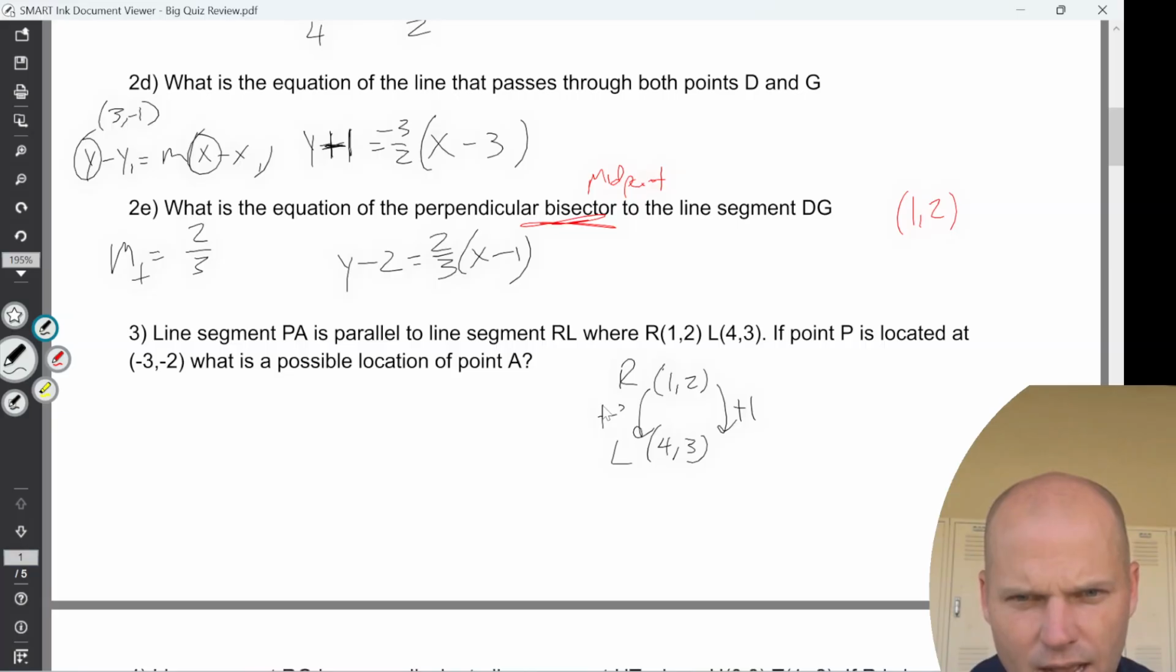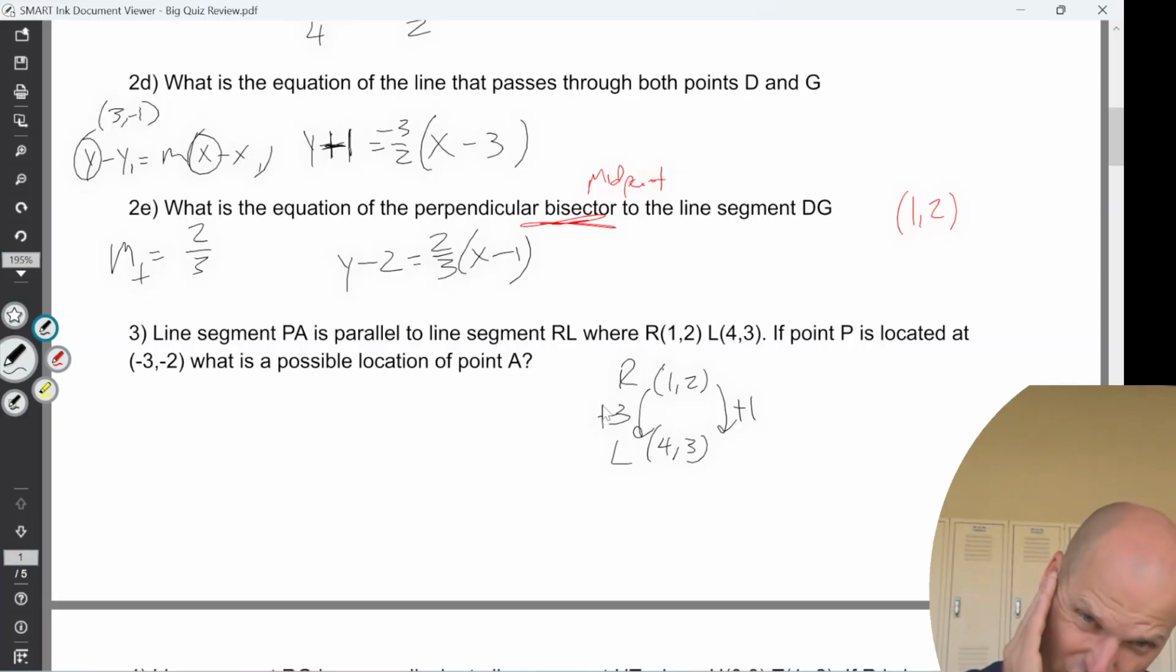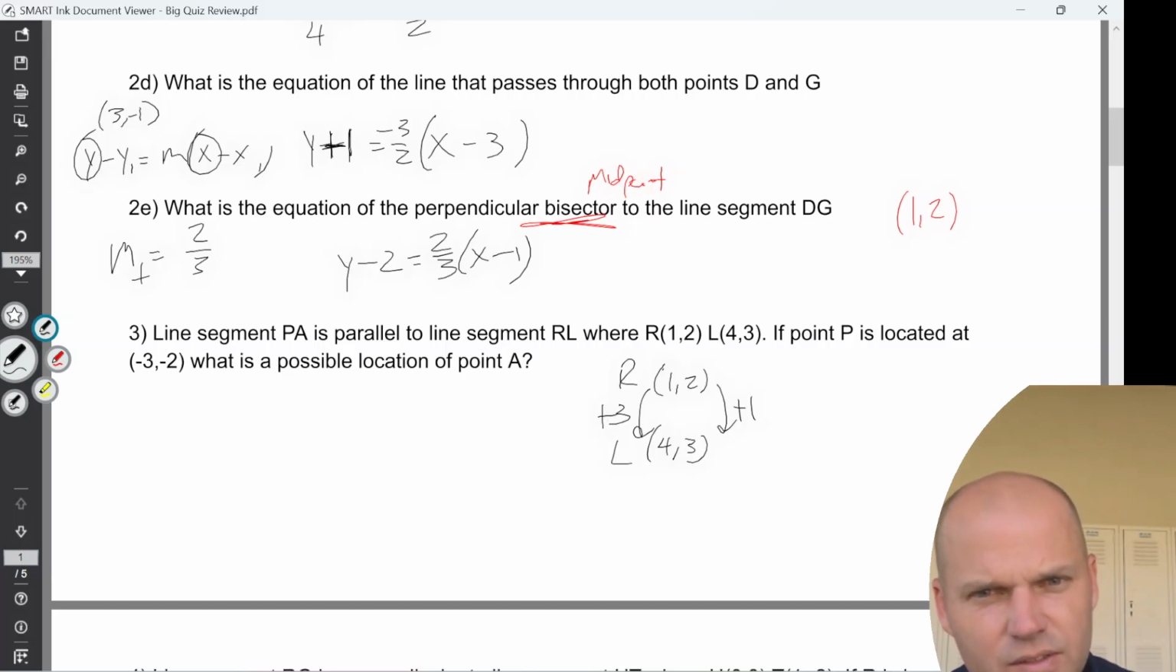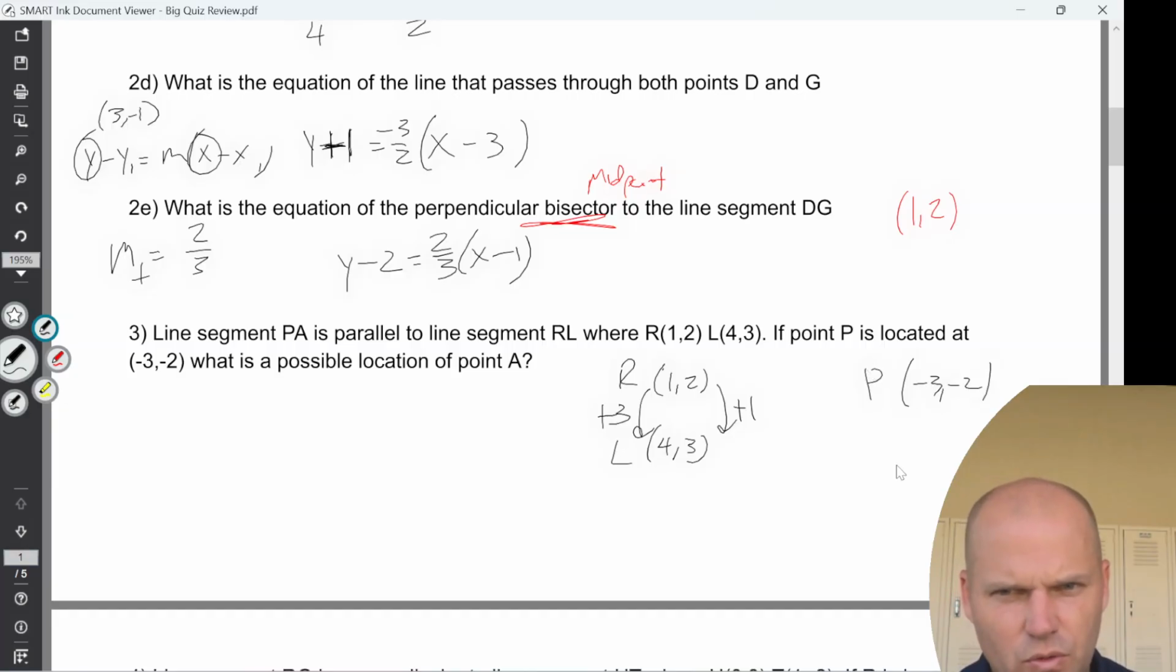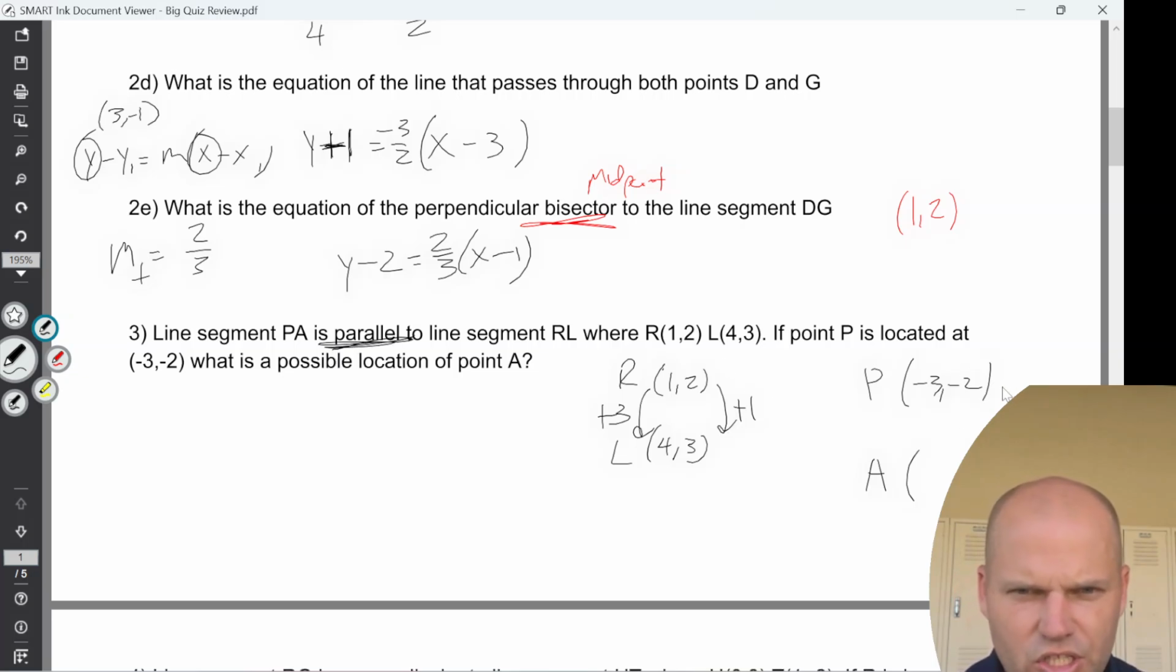So RL has a slope of 1 over 3, y's over x's. P is located at -3, -2. What's a possible location of A? Well, if we're parallel, that means the slopes are going to be the same. So the change from R to L will be the change that I want from P to A, which means I'm going to use a y change of +1 and an x change of +3, giving us a point A that is possibly at 0, -1.